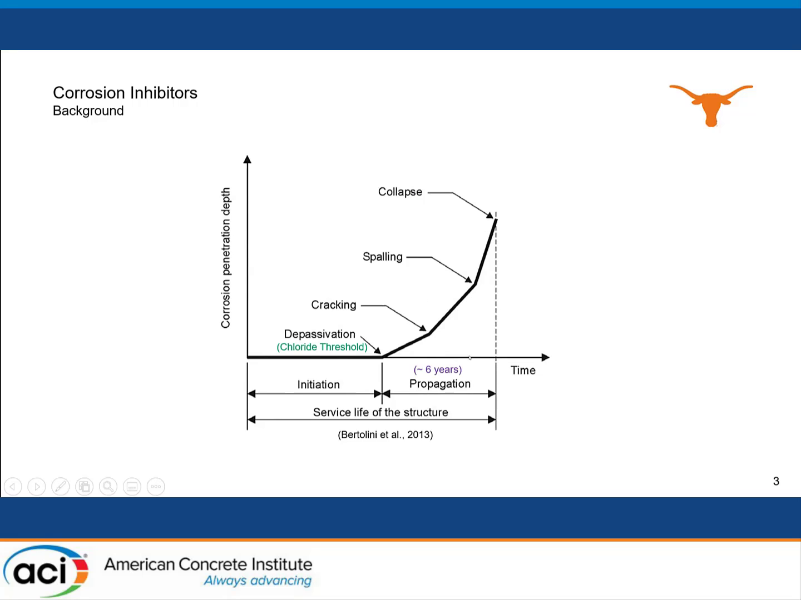Propagation period sometimes can be estimated to be around 6 years, and during this time, you're going to have the buildup of that rust formation, and then can develop cracking, spalling, and eventual collapse. And that will be your service life of the structure. The intent of corrosion inhibitors is to extend this period by both delaying initiation of corrosion and reducing the slope of this line. So that's the main intent with corrosion inhibitors.